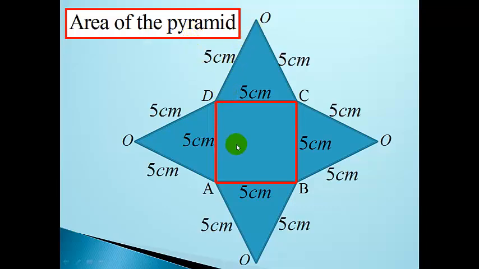Now, these are the distances given. The distances from O to D is 5, O to C is 5, O to B is 5, O to A is 5, because O is the vertex of the pyramid.